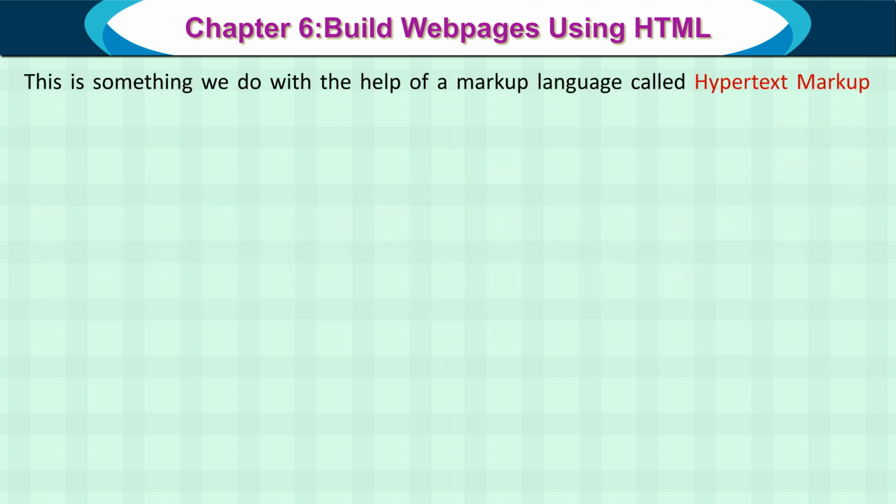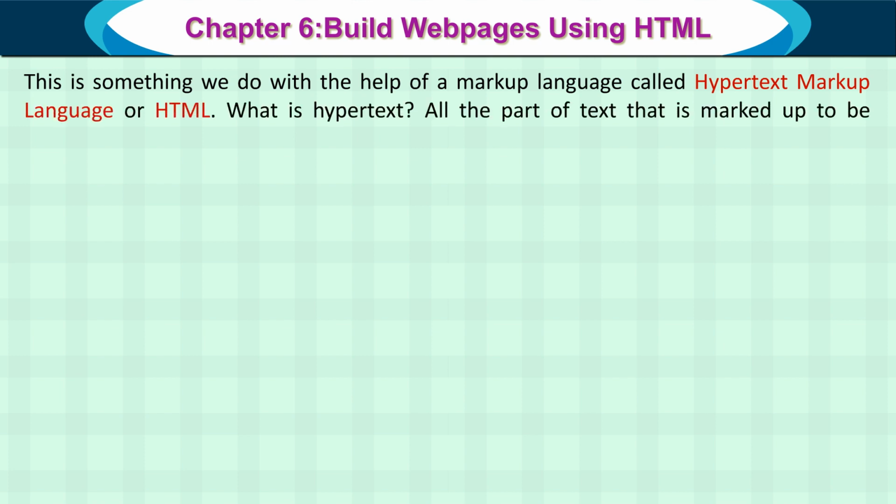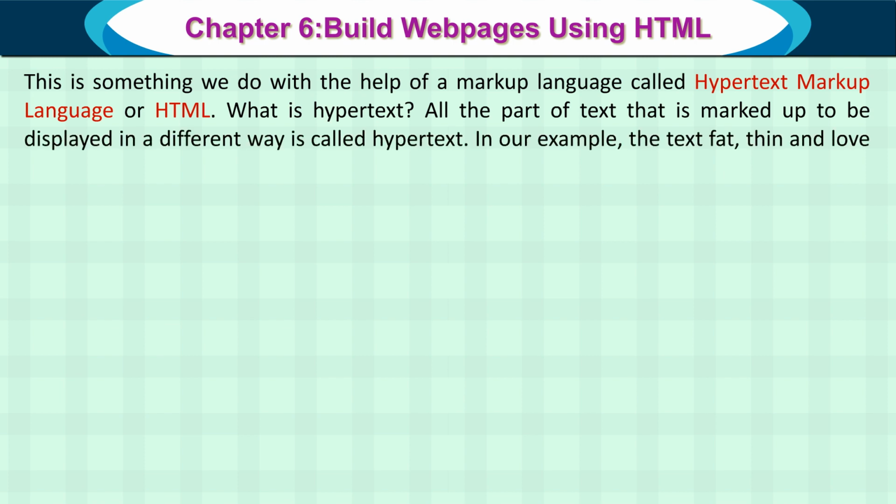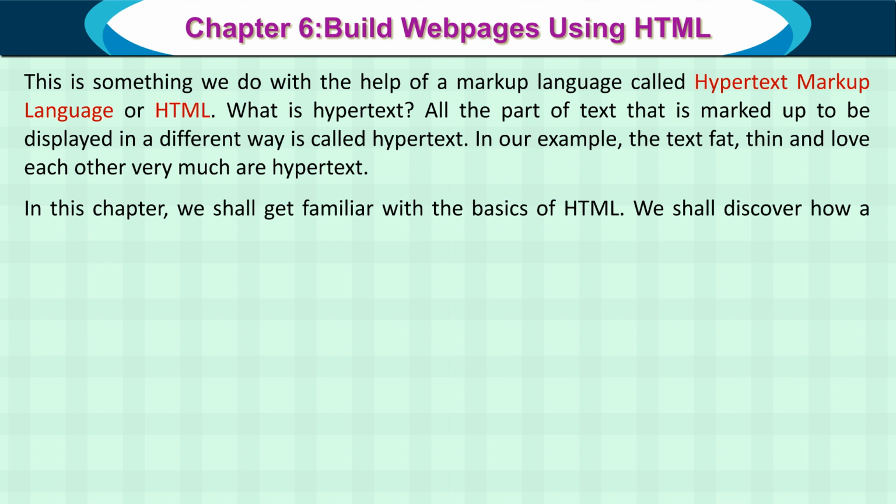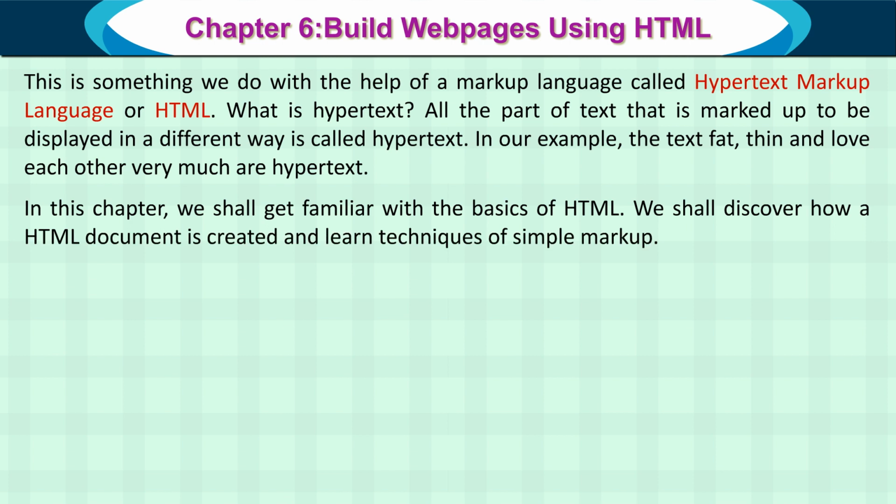This is something we do with the help of a markup language called Hypertext Markup Language or HTML. What is hypertext? All the part of text that is marked up to be displayed in a different way is called hypertext. In our example, the text fat, thin and love each other very much are hypertext. In this chapter, we shall get familiar with the basics of HTML. We shall discover how a HTML document is created and learn techniques of simple markup.